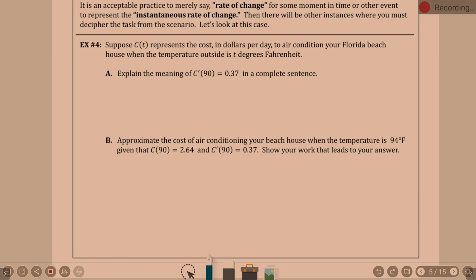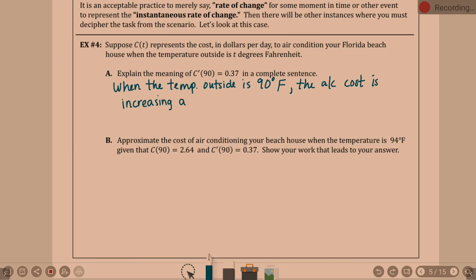So, when the temperature outside is 90 degrees Fahrenheit, the AC cost is increasing at a rate of 37 cents per day.